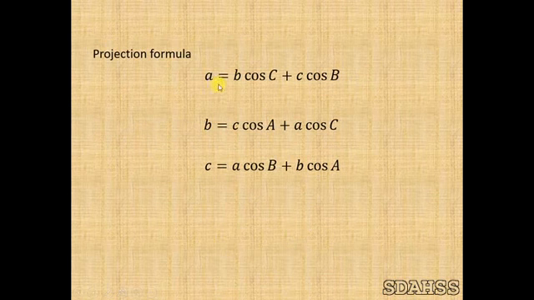Projection formula: a is equal to b cos C plus c cos B. b is equal to c cos A plus a cos C. c is equal to a cos B plus b cos A.